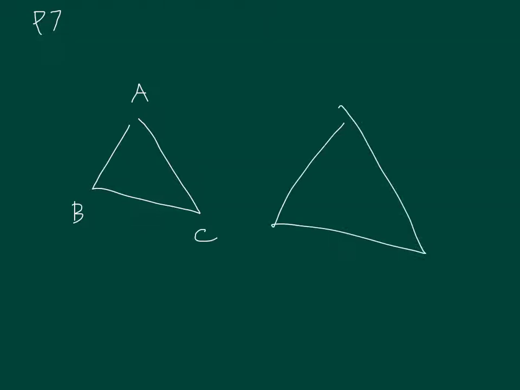Problem number 7. Suppose triangle ABC is a scaled copy of triangle BED, or BED. Okay? And which of the following lists the congruent corresponding angles of these triangles?